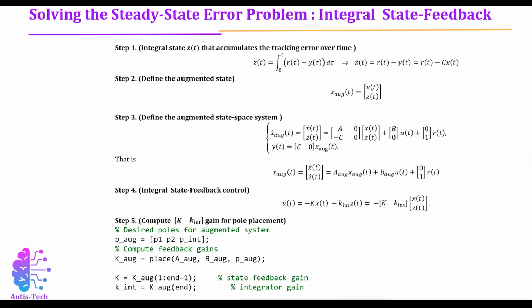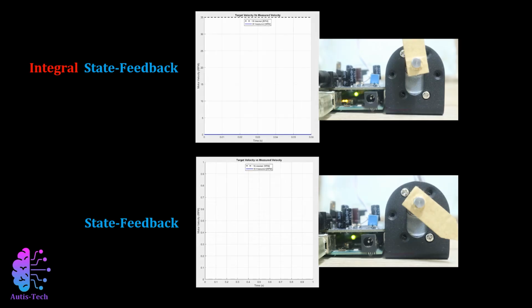The design of the integral state feedback controller includes 5 steps. Step 1. Defining a new integral state Z that accumulates the tracking error over time. Step 2. Define the augmented state. Step 3. Define the augmented state space system. Step 4. Define the integral state feedback control law, which is defined as U equals minus K x minus the integral gain times the integral state Z. Step 5. Computing the control gain via pole placement.